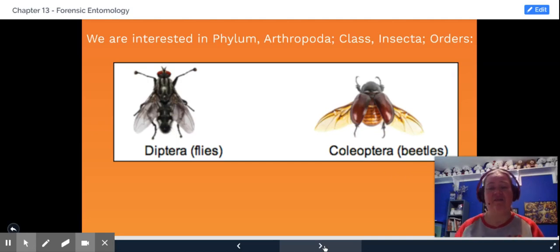In forensics, the two main orders that we're going to be dealing with are flies and beetles. In the taxonomy, they would both be in kingdom Animalia, phylum Arthropoda, and class Insecta. For flies, the order is Diptera, and for beetles, it's Coleoptera.